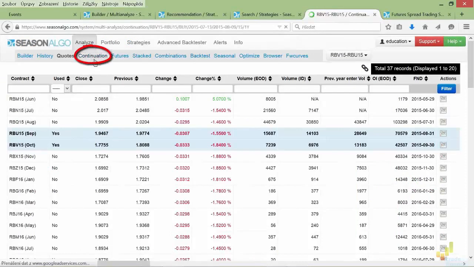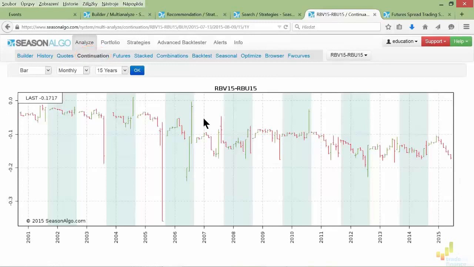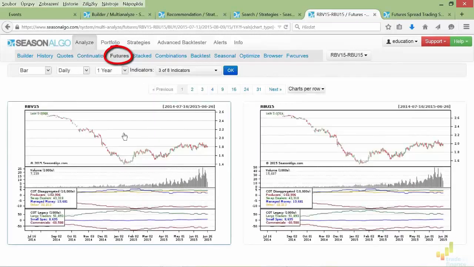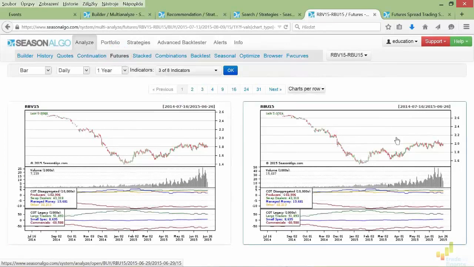Here we have the continuation chart, and this is a monthly time frame. So here we have different calendar years and each bar represents a calendar month. So this can be used for identifying the support and resistance levels. Here we have the charts of the futures. So this is the long leg and this is the short leg.